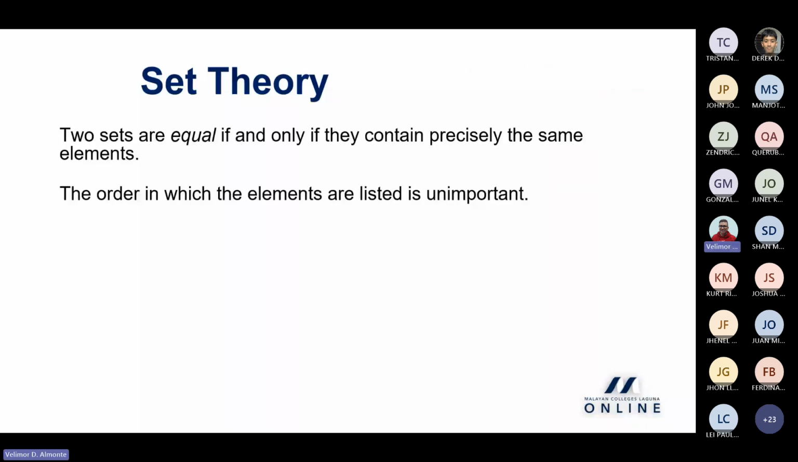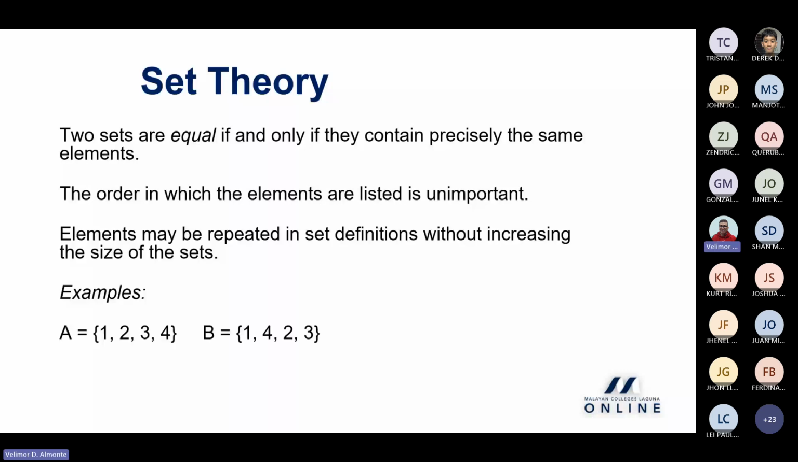Okay, so two sets can be equal. Take note that disarranging or rearranging the elements in a set does not affect the set. So for example, if I have set A containing 1, 2, 3, 4, and then I have set B, the set containing 1, 4, 2, 3. These are equal sets. The way you write the sequence of elements doesn't matter as long as the sets have the exact same elements, they are equal.